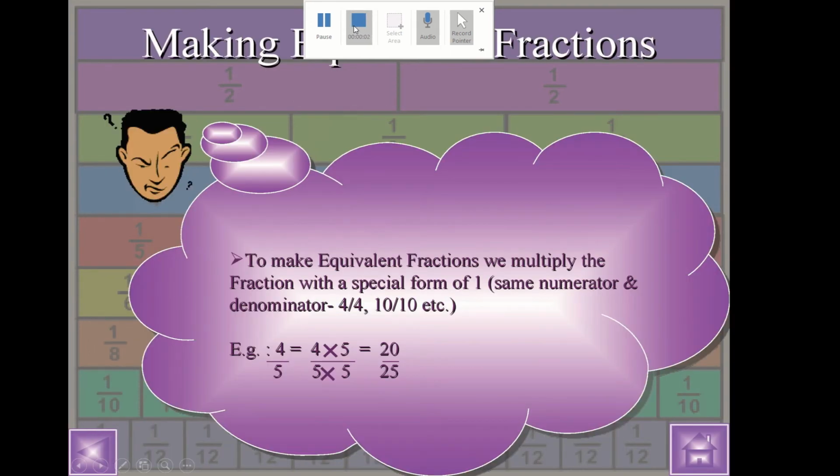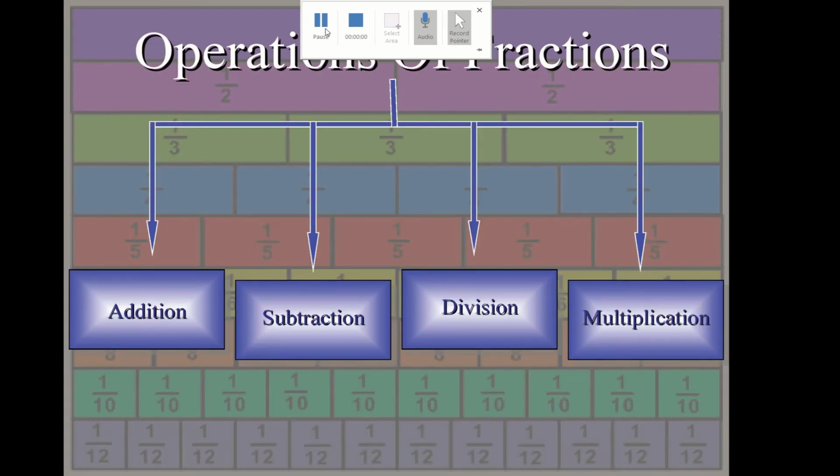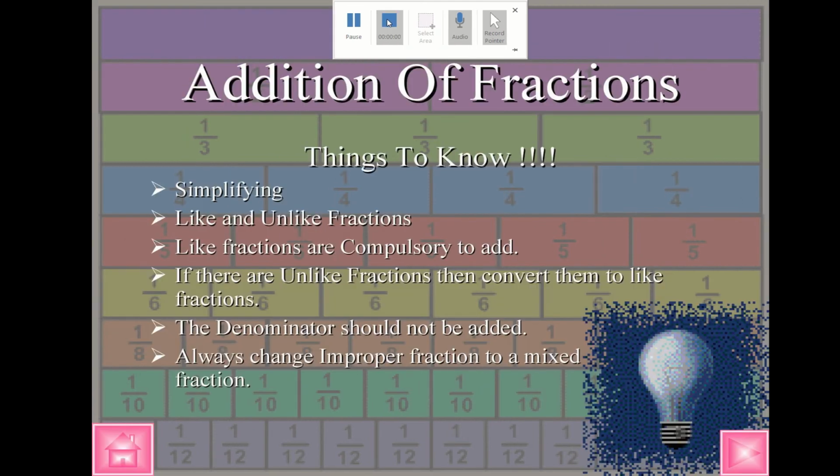Making equivalent fractions. To make an equivalent fraction, we multiply both numerator and denominator with the same number. Example, if we want to find the equivalent fraction of 4 by 5, we multiply both numerator and denominator with the same number 5. So we get 20 upon 25. Now operations of fractions: addition, subtraction, division, multiplication. We will discuss all these operations step by step.